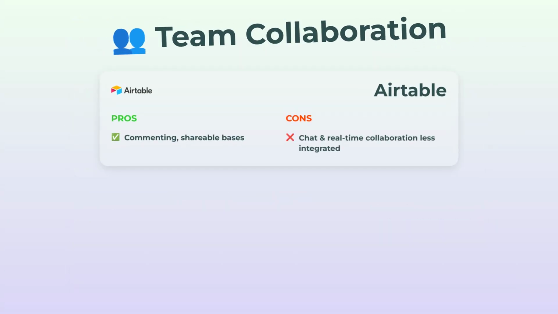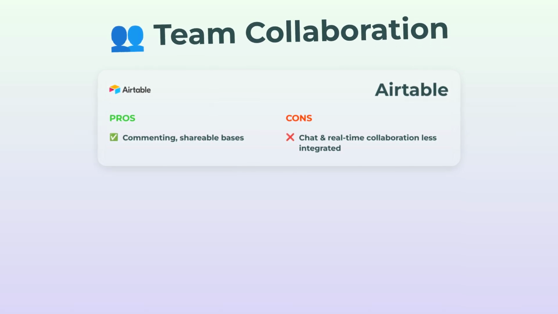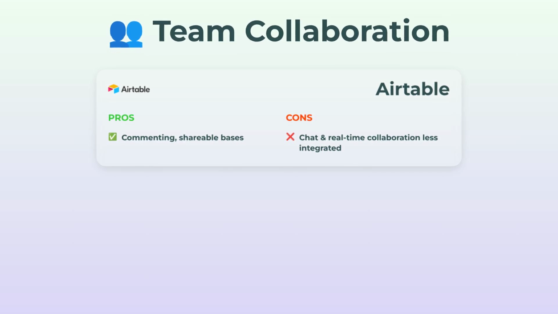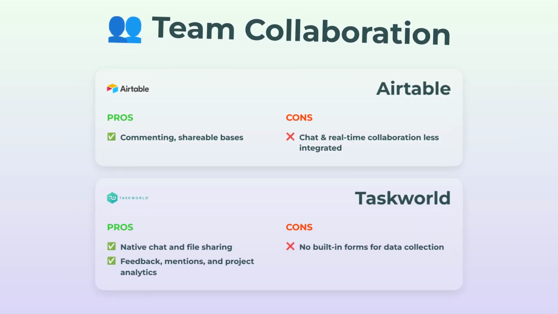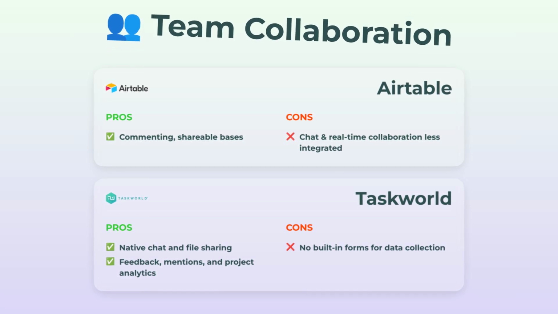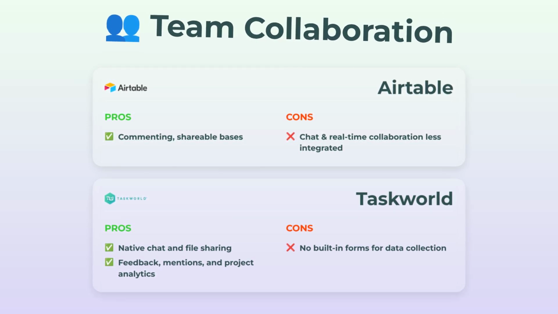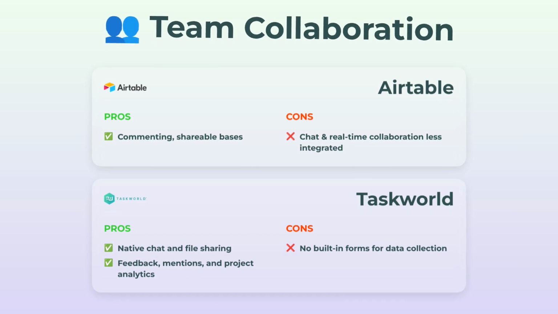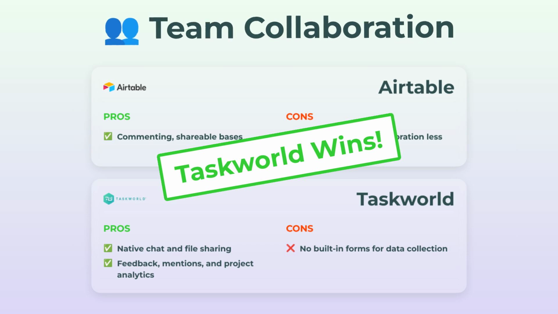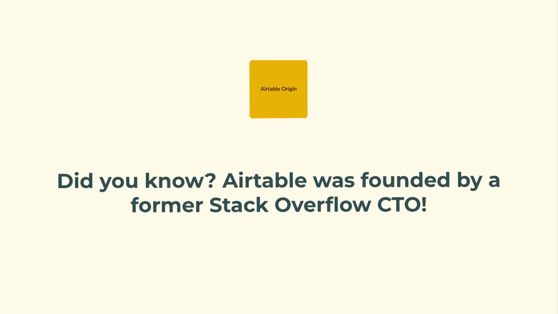Let's talk collab. Airtable lets you comment and easily share stuff like working on a group science project. You're set. But if you want real-time chat or deep feedback tools, it feels like you're jumping through extra hoops. Taskworld, though, has chat baked right in, plus file sharing, mentions, analytics, all seamless for teams that love to banter and swarm on projects. Forms are missing if you care about collecting data, but otherwise, yep, Taskworld is definitely the better teammate here.